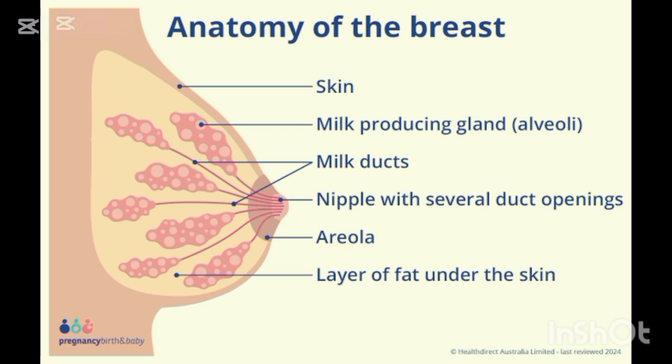The nipple is at the central part of the breast, at the center of the breast with several duct openings. Then we have the areola, which surrounds the nipple. Then we have some layer of fats under the skin, which are in between the lobes and the milk ducts.